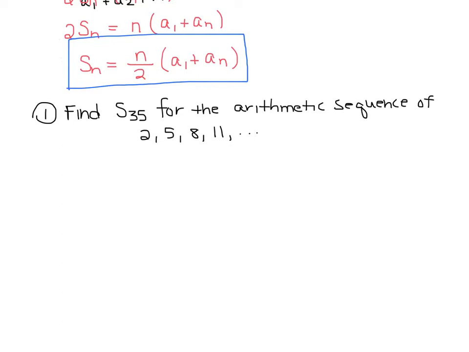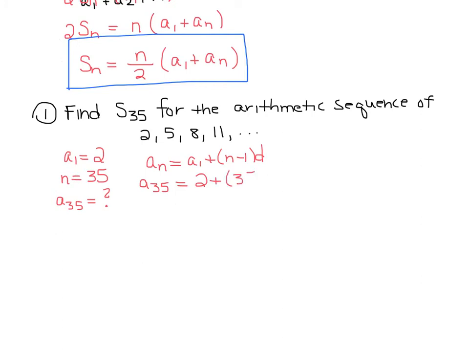So I'm going to list that out. We know a sub 1 equals 2. n equals 35. We need our a sub 35. So that's our first plan of attack. This goes straight back to yesterday, where we had that formula a sub n equals a sub 1 plus the quantity of n minus 1 times d, which will allow me to find a sub 35. A sub 35 equals 2 plus 35 minus 1 times our d of 3.